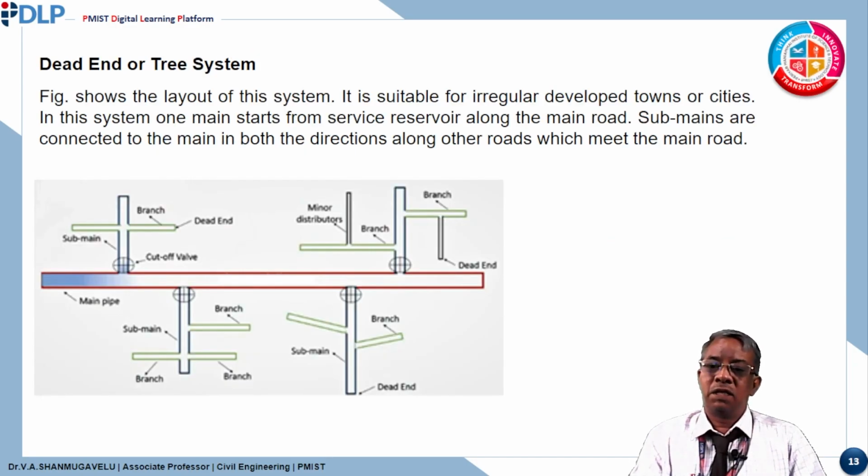Dead end or tree system. The figure shows the layout of the system. It is suitable for irregularly developed towns or cities or any newly developed areas; the system will be good. In the system, one main starts from the service reservoir along the main road. Sub-mains are connected to the main in both directions along other roads which meet the main road.